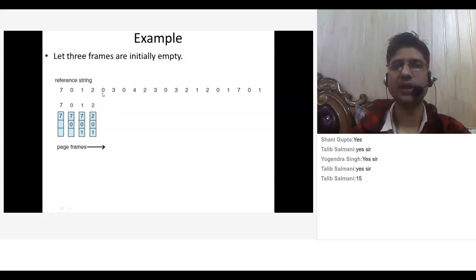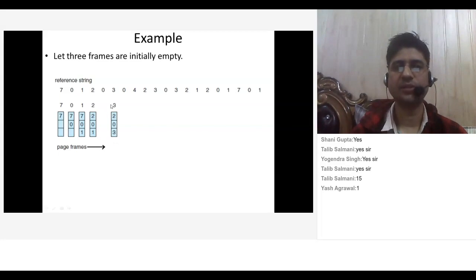Now you can see here we are getting a page hit for 0, so we don't have to do anything. Now we are getting a page fault for 3. Which page will be replaced? Look into the future. Tell me. 1. Why? Sir, after 3, 0 is there, and then 2 is there. So we can replace 1, exactly.